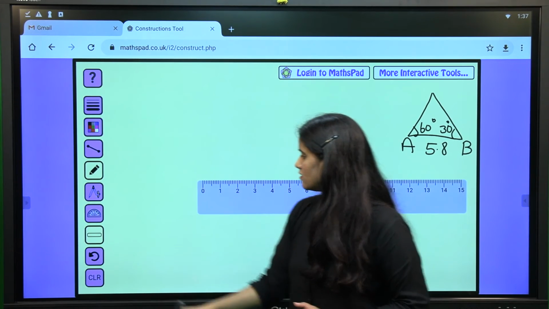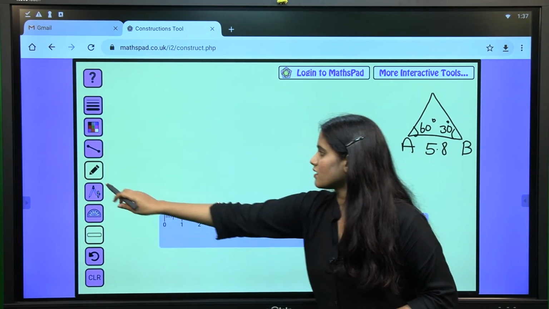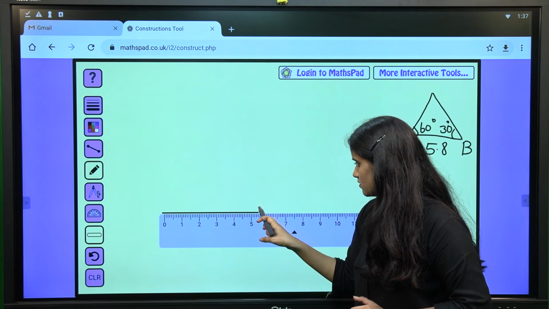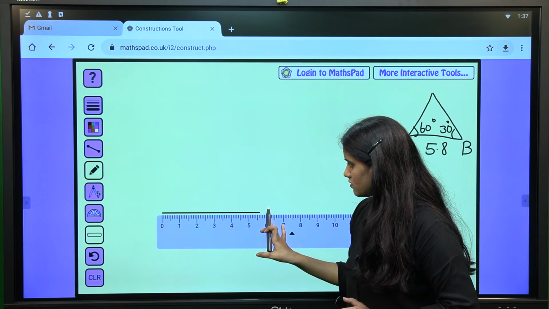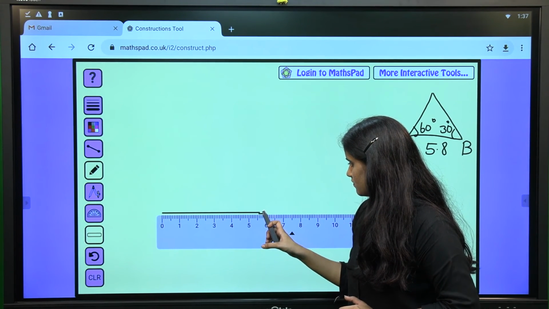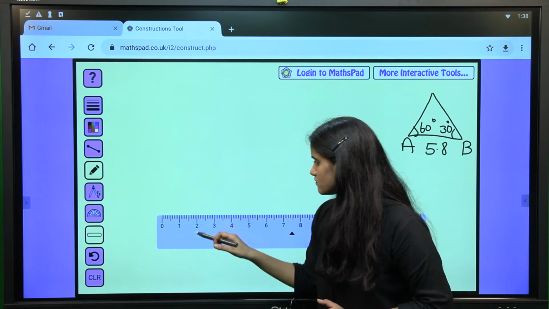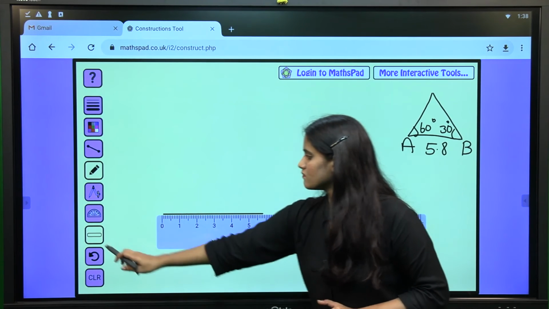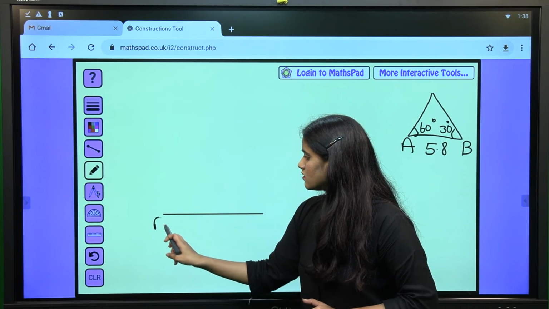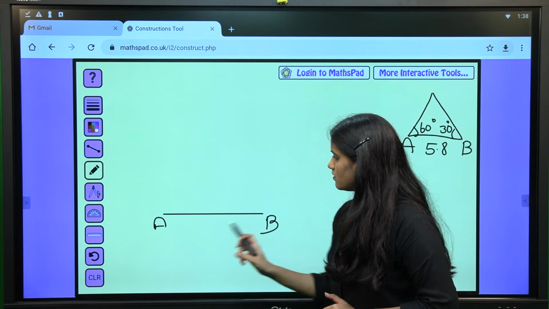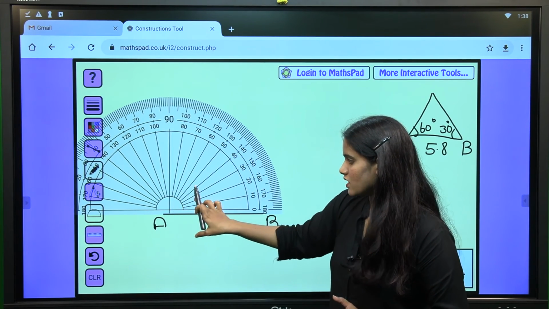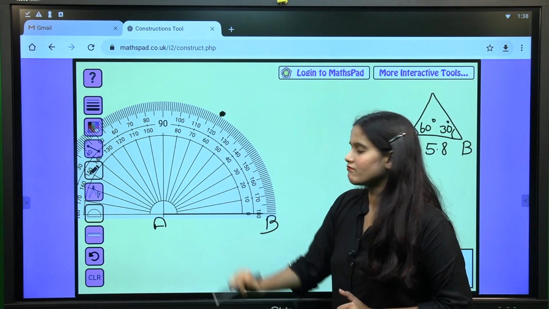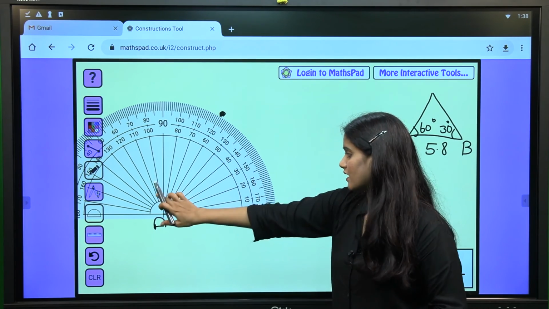So I'll take a scale. I'll mark 5.8 on this. Next, I'll name it as A and B. Okay, take a protractor. Keep it on A and mark the 60 degree point. Next one is on B, 30 degree.